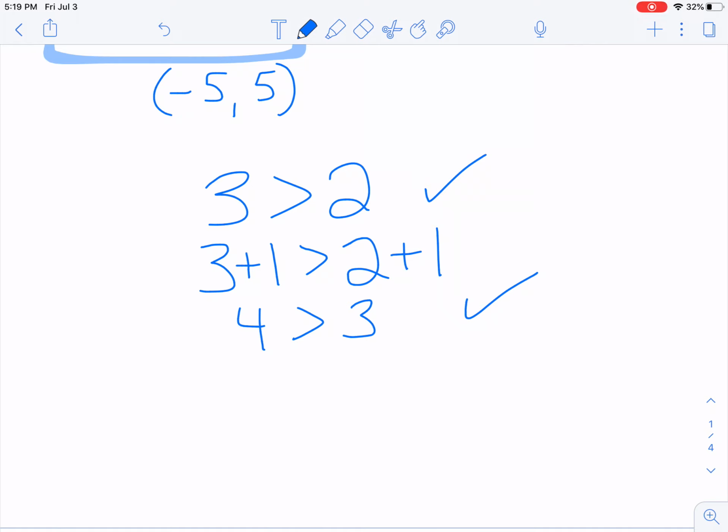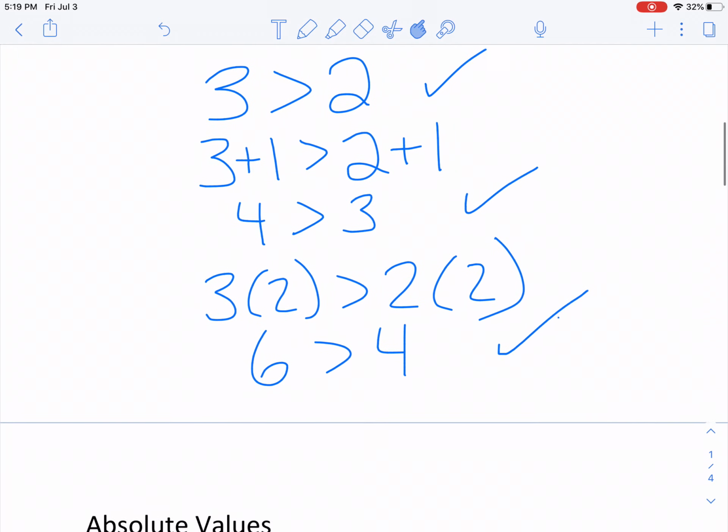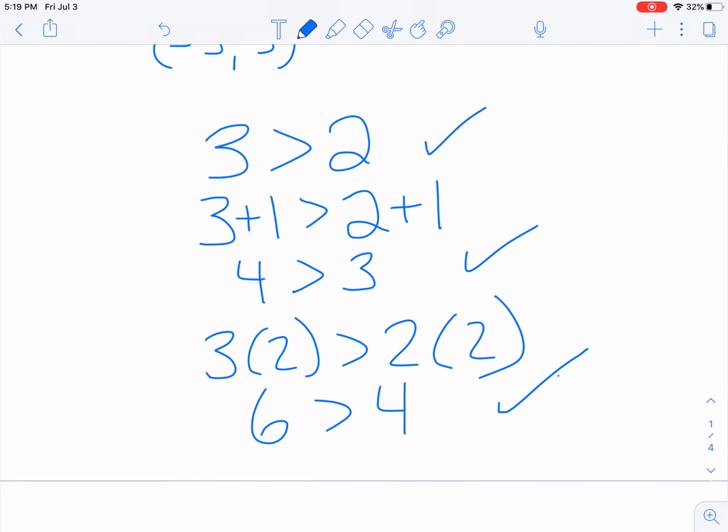So let's say I took 3 and multiplied it by 2, and I did 2 times 2. So I multiply both sides by 2. Is it still true that 6 is greater than 4? I think we would all agree that that's true. Let's look what happens though when we multiply by a negative number. So let's say instead of +2, we multiply both sides by -2. So now I would have -6 is greater than -4. Because we're talking about negative integers, this is no longer true.